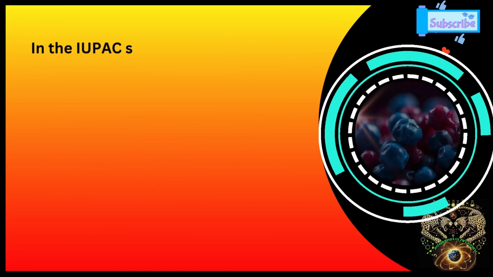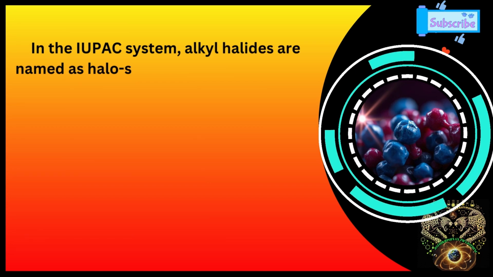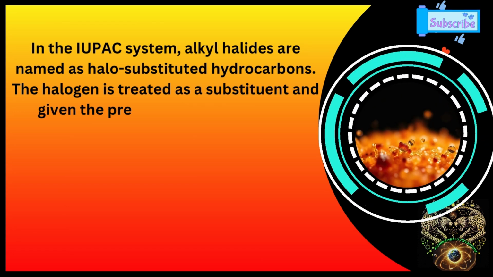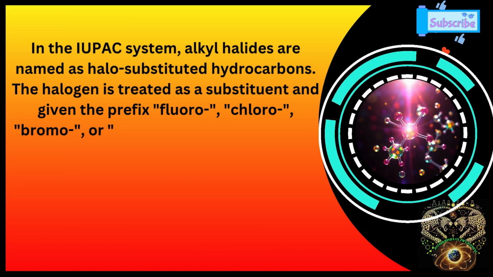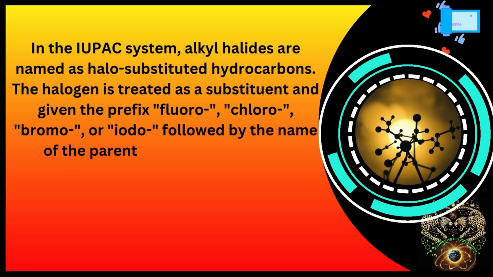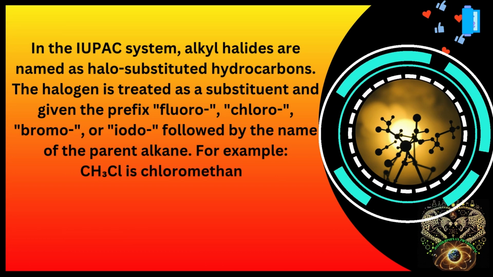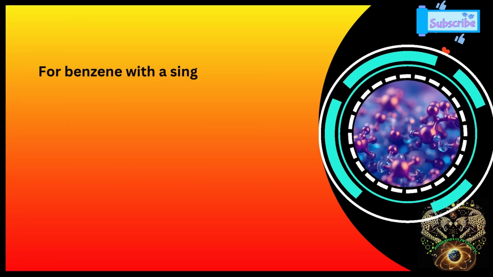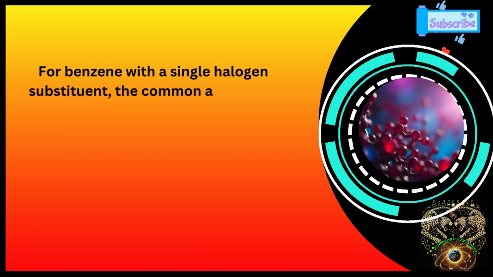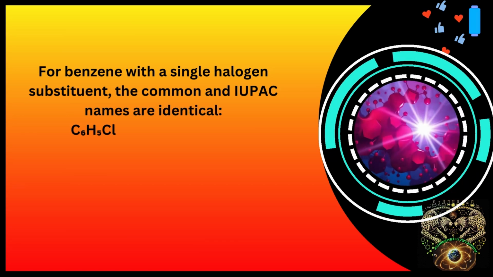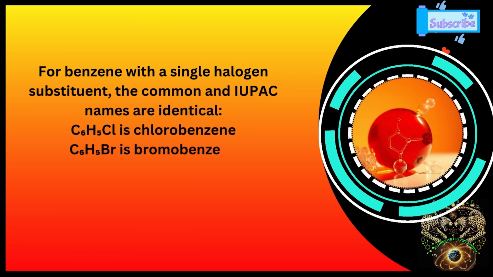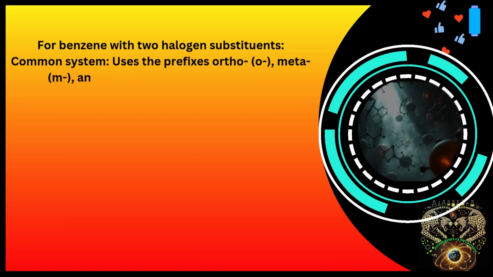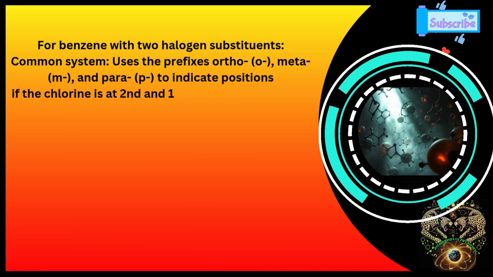In the IUPAC system, alkyl halides are named as halo-substituted hydrocarbons. The halogen is treated as a substituent and given the prefix fluoro, chloro, bromo or iodo followed by the name of the parent alkane. For example, CH3Cl is chloromethane, CH3CH2Br is bromoethane. For benzene with a single halogen substituent, the common and IUPAC names are identical. C6H5Cl is chlorobenzene, C6H5Br is bromobenzene.